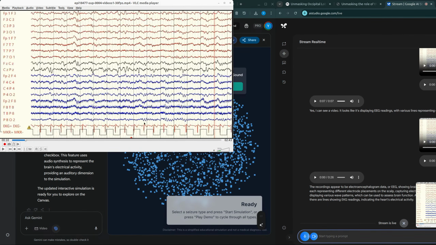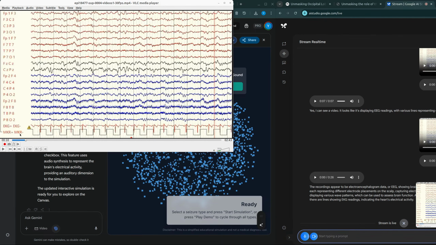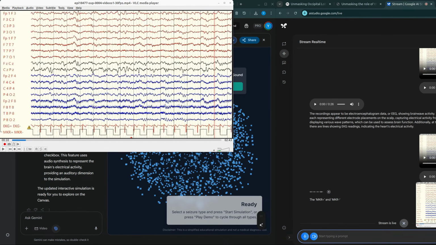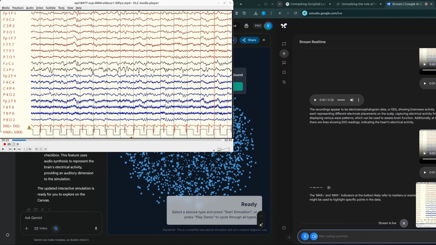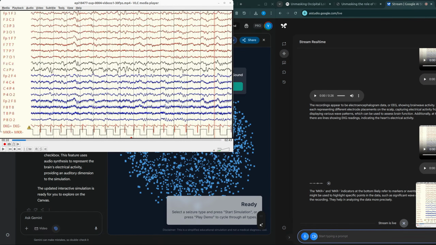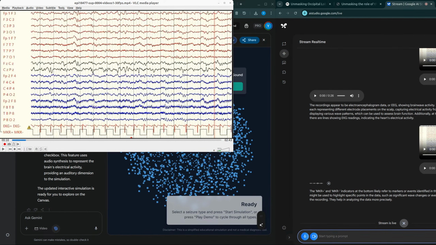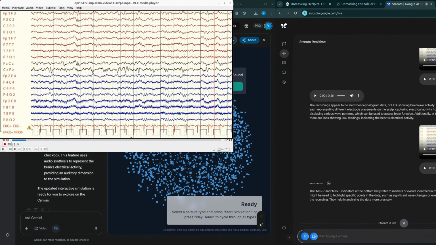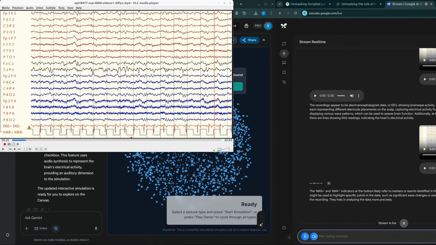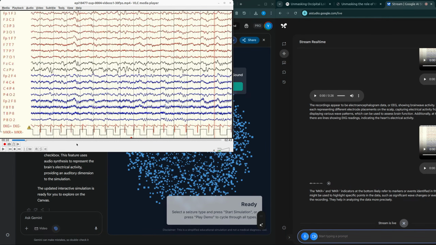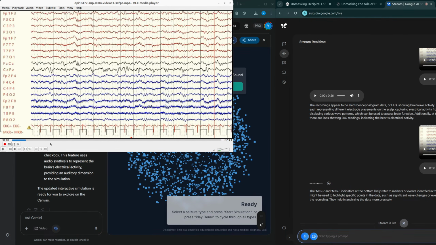Okay, and what's MKR plus, MKR minus, do you know? The MKR plus and MKR minus indicators at the bottom likely refer to markers or events identified in the recording. These markers might be used to highlight specific points in the data, such as significant wave changes or events that occurred during the recording. They help in analyzing the data more precisely.